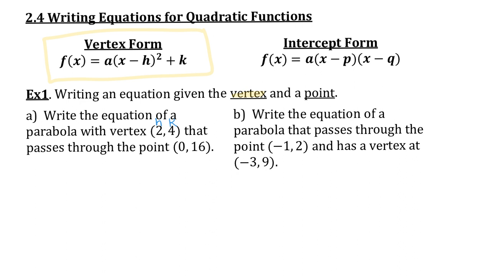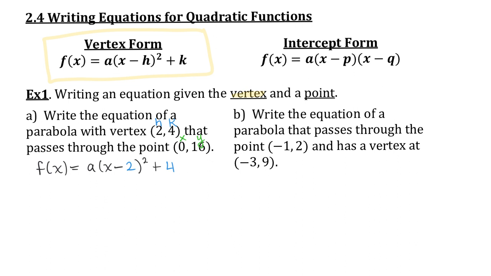I know I'm using vertex form, so it's going to be f of x equals a times (x minus, what's h? 2) squared plus k, plus 4. So I have the vertex is (2, 4), right? 2 right, 4 up. Now I need to find the a value for this to be a particular equation. This is the reason they are giving me the extra point. So it passes through some point that we're going to call x and y.